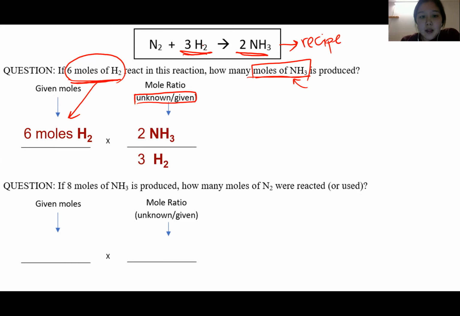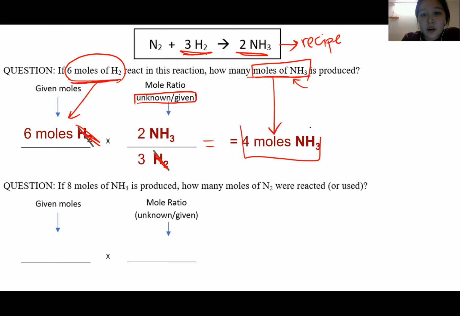So that means we're going to do our math problem here. 6 times 2 divided by 3, and the H2s cancel out. So we have 6 times 2 divided by 3, and you get 4 moles of NH3. And this is what the question is looking for: how many moles of NH3 is produced?